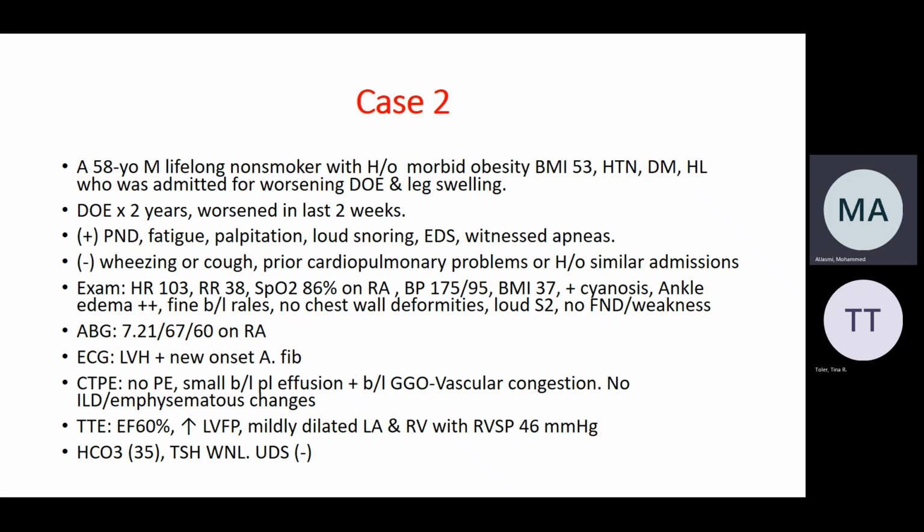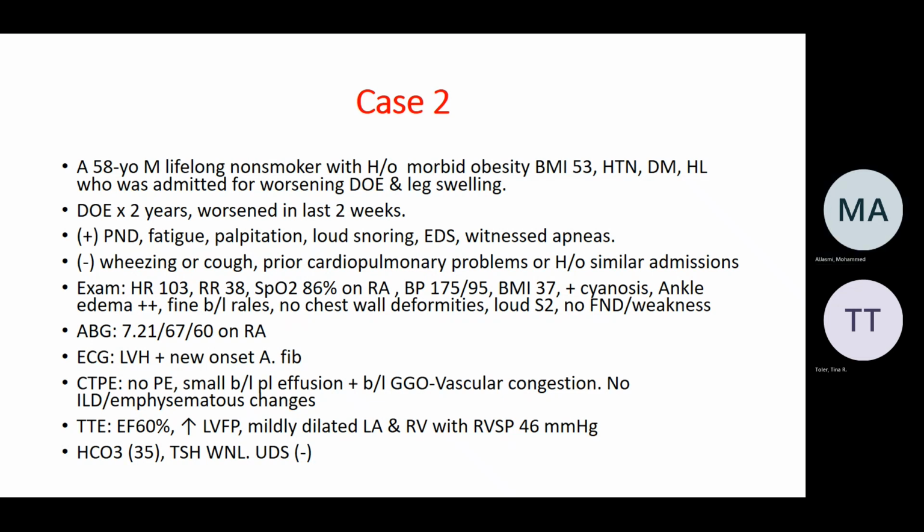They did CTPE when the patient came to the ED. So of course, it didn't show any PE. There is bilateral pleural effusion, some bilateral ground glass congestion, some pulmonary edema kind of picture. No emphysema or ILD changes noted.